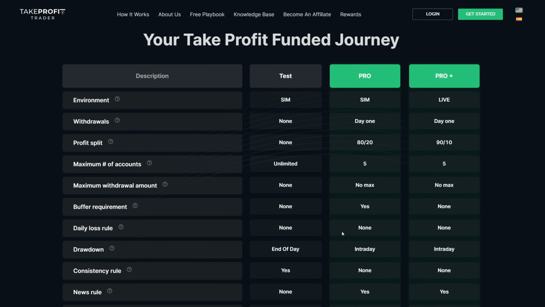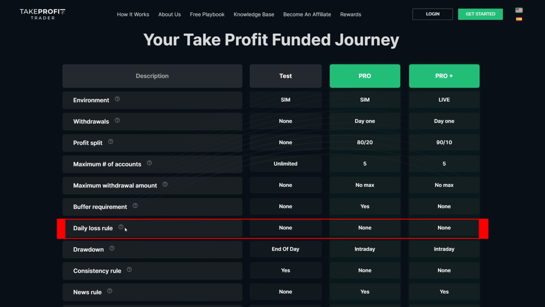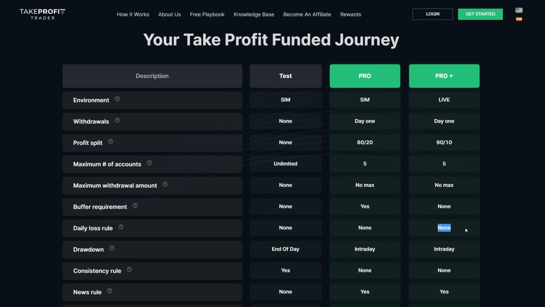Now, here's going to be a game changer from the last time I did the pros and cons video on Take Profit Trader, and that is going to be the daily loss limit rule. In the test account, there is none. In the pro account, none. In the Pro Plus account, none. Previously, if you hit your daily loss limit, you would actually blow up the account. Unlike when I'm trading with My Funded Futures, when I hit my daily loss limit in that account, I'm only locked out for the day. Then I'm around to fight another day come the very next trading day.